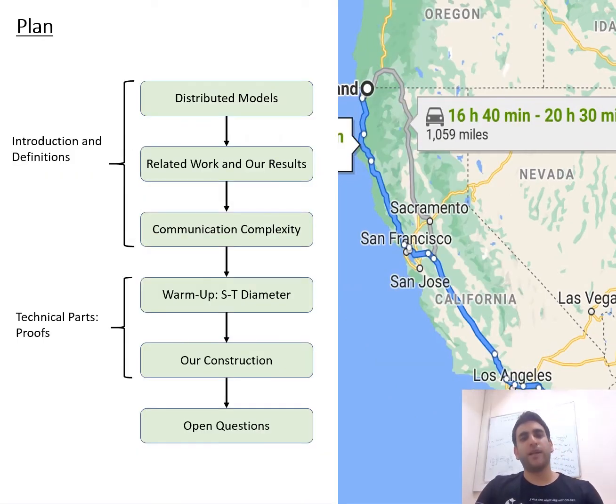The plan for today is as follows. First, I'm going to tell you about the distributed models that we work with. Then I'm going to tell you about some related work and compare them to our results. Our results are achieved via a well-known technique of reductions from the two-party communication complexity model, so then I'm going to tell you about this model. And then I'm going to show you the high-level idea of the proof of our main result. And finally, I'm going to conclude with some open questions. So let's start with distributed models.